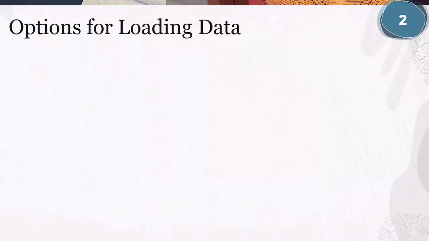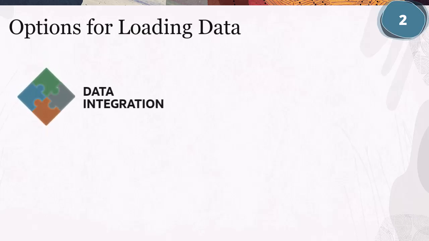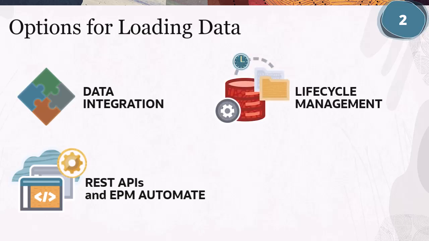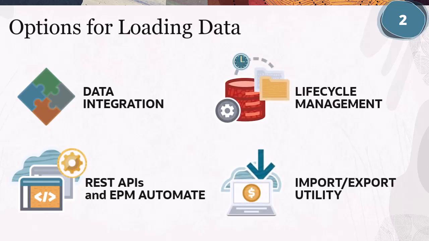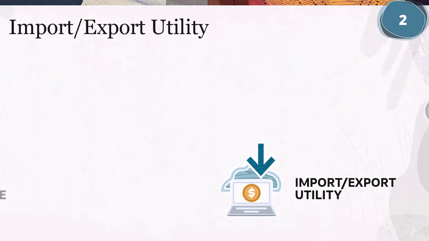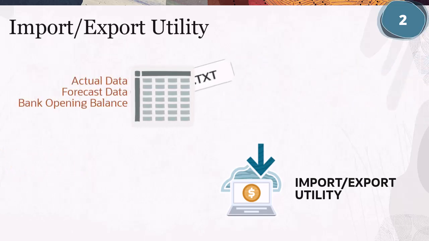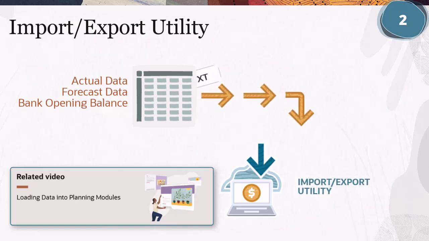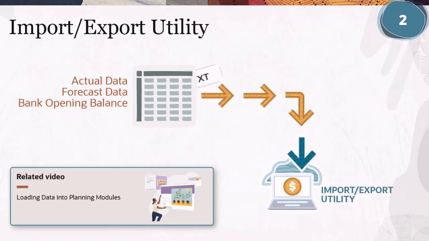For the second step, we load the data files into the application. Oracle Cloud EPM provides these options for loading data: data integration for complex data mappings, REST API and EPM Automate, lifecycle management using artifact snapshots, and the import-export utility. For this video, we will load 3 data files, each for both daily and periodic forecasting, into the Predictive Cash Forecasting application using the import-export utility.